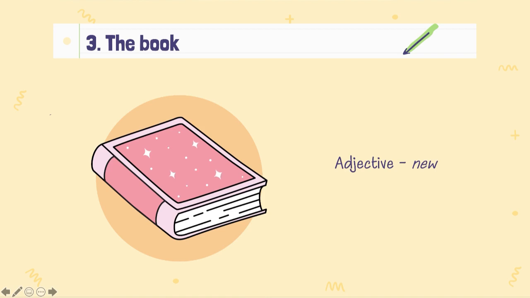And then the third one is the book. The subject is the book, and the adjective that you're going to use in this one is new. New means baru. Okay, baru. Okay, you might want to stop or pause the video for each picture for you to take time to write the sentences in your exercise book.